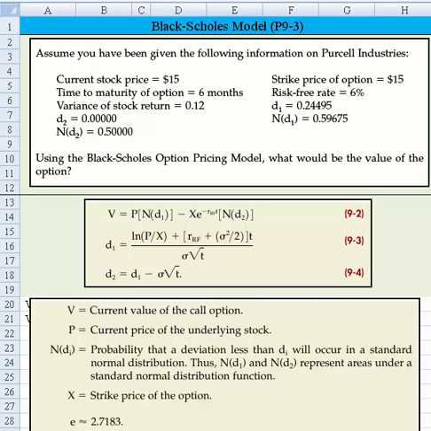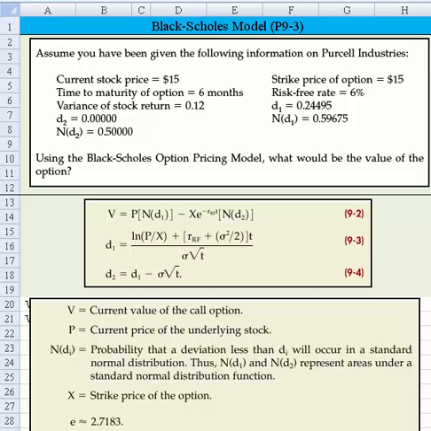Okay, hi everyone. Let's take a look at this Black-Scholes model. It's problem 9-3. I'll read the information up top, and then we'll go over some of the variables and then we'll solve it. Assume you have been given the following information on Purcell Industries.